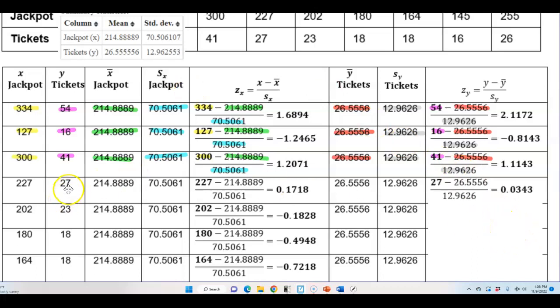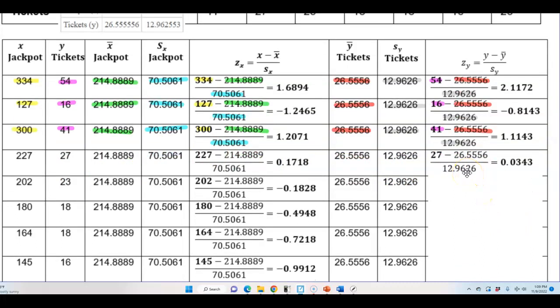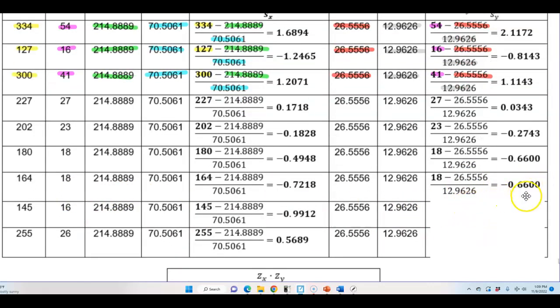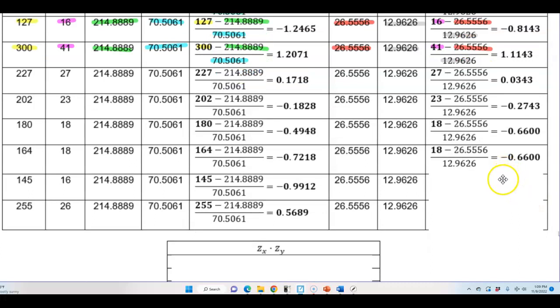So again, we're taking the value of y, 27, minus the mean of the y values divided by the standard deviation of the y values to get 0.0343. We take 23, which is the y value, subtract the mean of the y values divided by the standard deviation of the y values to get negative 0.2743. Take the y value of 18, subtract the mean of the y values divided by the standard deviation to get negative 0.660. We have another y value of 18, so we get the same value of negative 0.660.